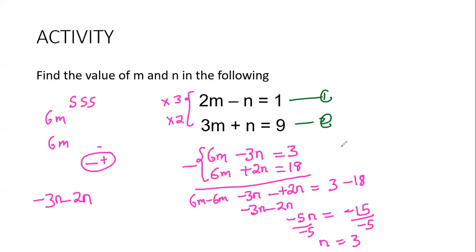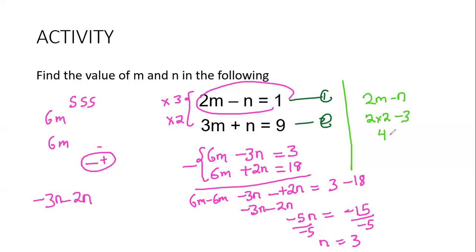And now what you are going to do, class, after doing everything here, feel free to come back to your equation and prove whether your answer is correct. Take the equation 2m minus n. Let me say m was 2. So you say 2 times 2 minus n, which was 3. You get 4 minus 3 gives me 1, then that is okay.